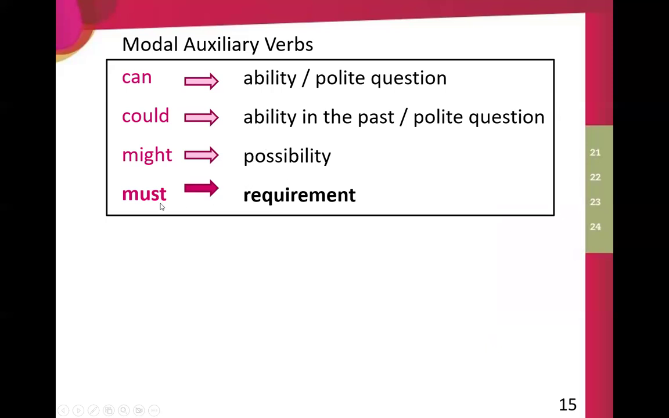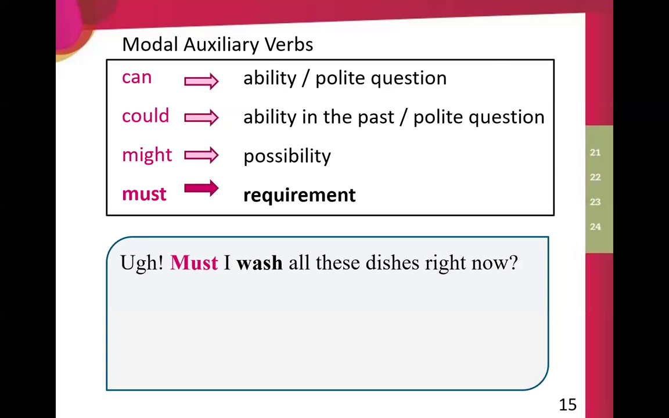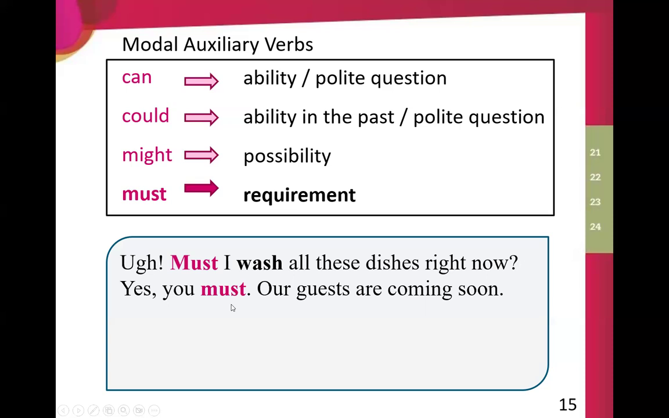Must means requirement or necessity. Okay. So the example here: must I wash all these dishes right now? So, does the situation require that I wash all these dishes right now, or is it not necessary to wash all the dishes? Okay, so I'm asking a question here. Yes, you must. So you have to, or the situation requires that you must wash all the dishes.